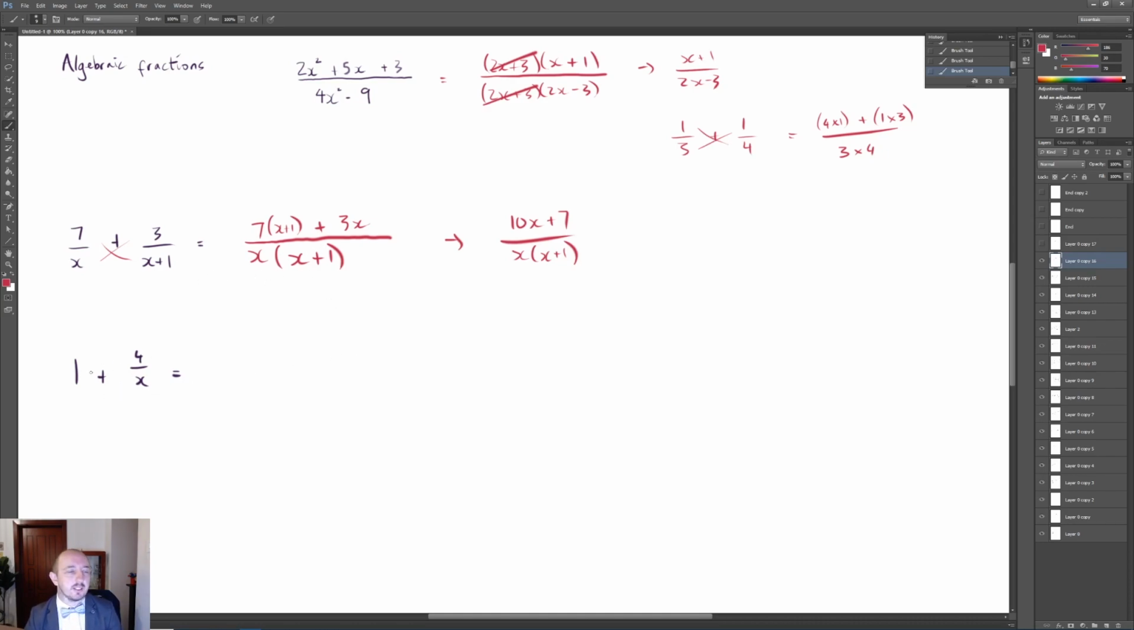Sometimes when we have functions and things, we have something like this, 1 plus 4 over x. Students don't know how to put those together.